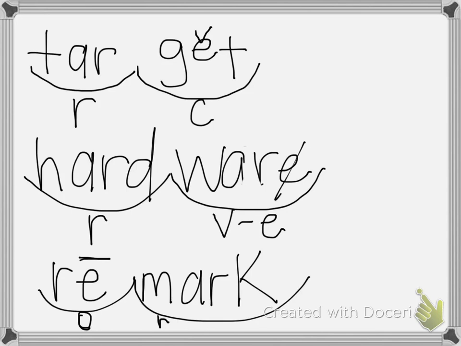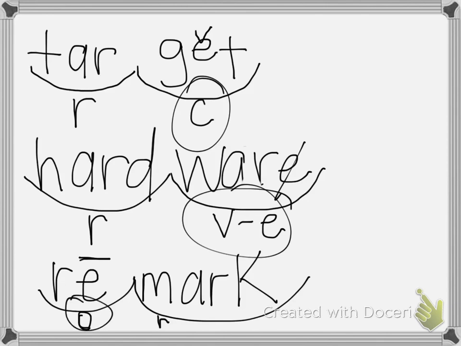Okay. So you see how we have one syllable that might be closed, it might be vowel consonant E. So we have a closed syllable here, a vowel consonant E here, and an open here, paired with an R controlled vowel. Yes? Okay. So we're going to keep moving.